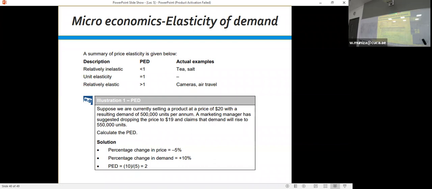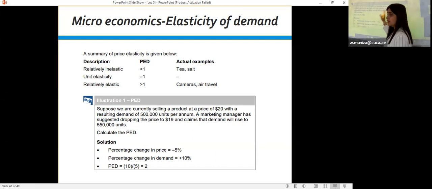Yes, please calculate. How can we calculate percentage change in prices? In the exam, they are not going to calculate the things for you. So we do know that there is a change in price from 20 to 19. There is a change of 1, but we have to consider it in percentage. So how do we calculate it in percentage?